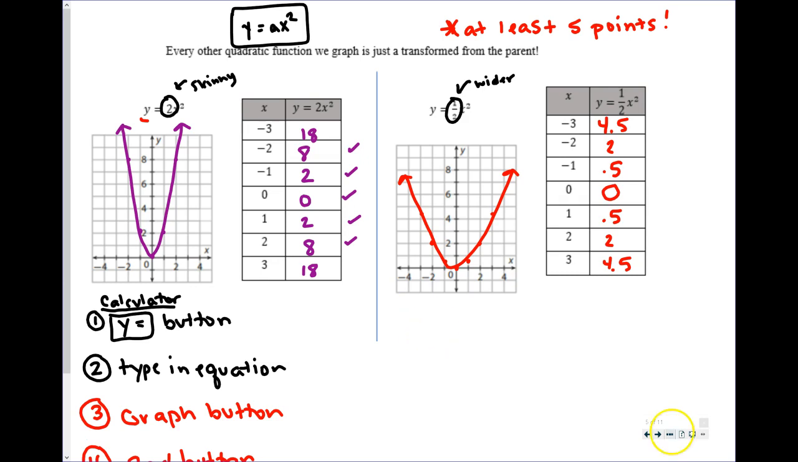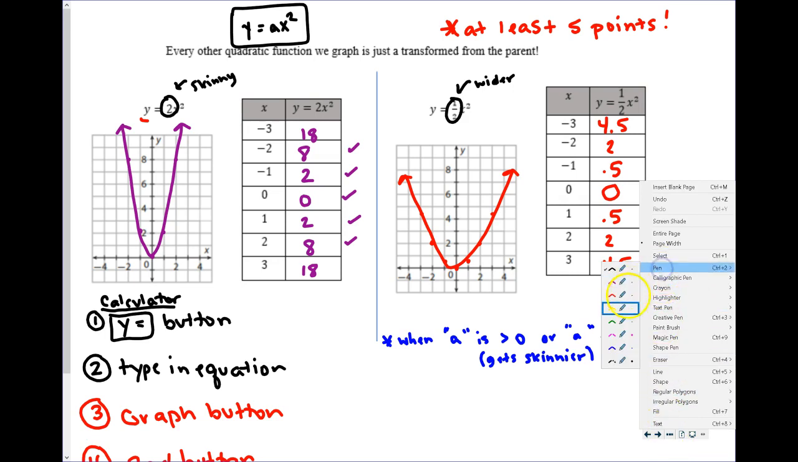Okay, and now here's the rule. When a is greater than 1, or a is less than negative 1, meaning like if we have negative 3 or negative 4, it gets skinnier. And we have a name for this. We call this a shrink. We're saying the graph shrinks.